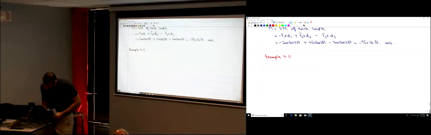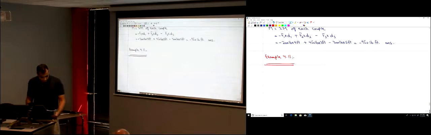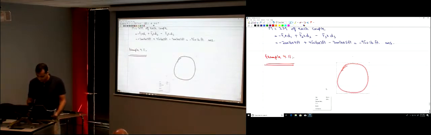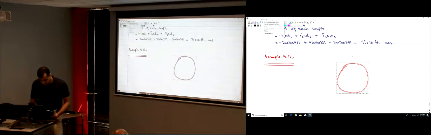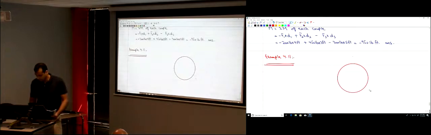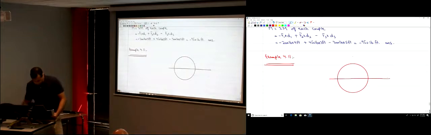Example 4-11. So in example 4-11, we have a gear here. I'm not going to be able to draw the entire gear. Okay, that's a very bad circle. Okay, so we have a gear here, and these are the two axes. It's a two-dimensional problem as well.